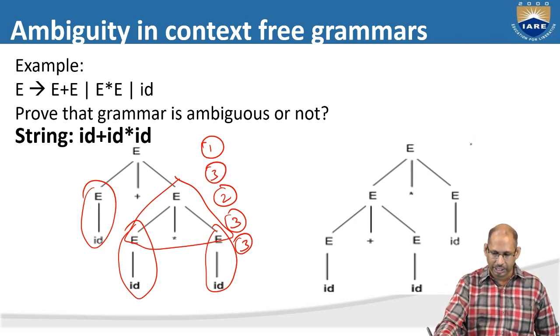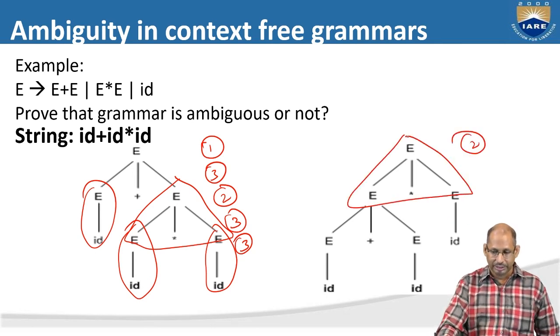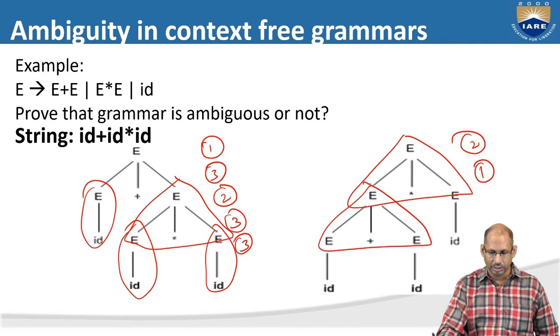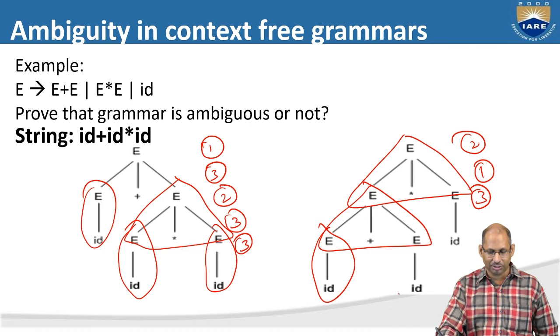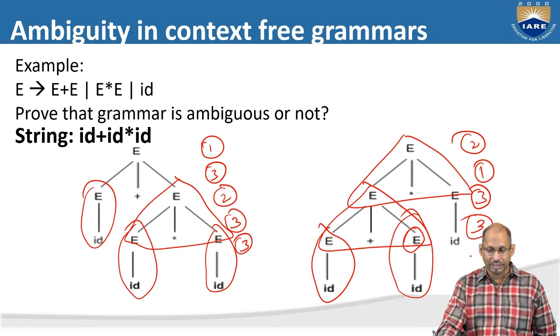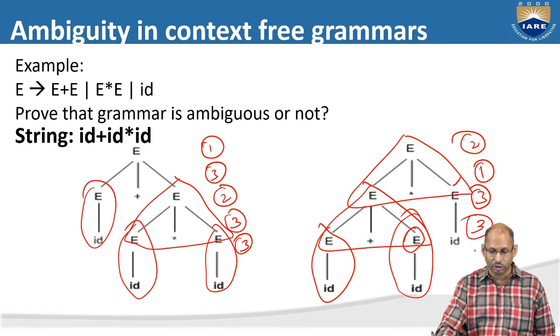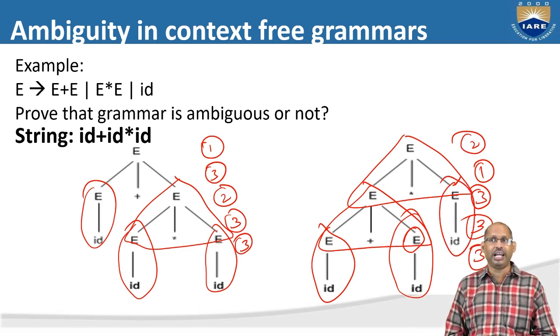First, we are applying production number 2. This is production number 2. Then we are applying production number 1. So this is production number 1. Then applying production number 3, applying the production number for id. Then applying the leftmost, this is the leftmost. Applying once again production number 3. Then leftmost, this will be the leftmost. Applying once again production number 3. So we are getting id plus id into id. Same input string we are obtaining.